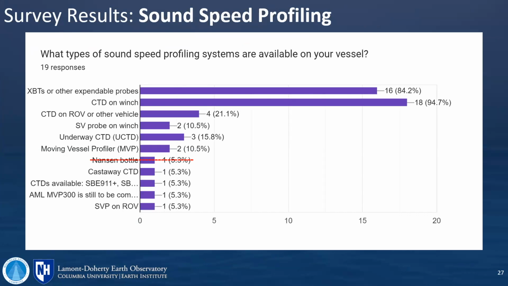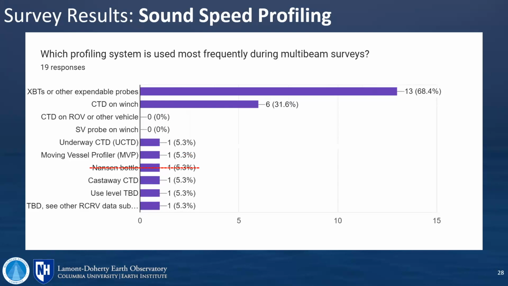And then getting into the profiling responses. So most people use XBT, it's not surprising. And most ships have a CTD, although that doesn't mean it's used all the time for mapping. Some ships with ROVs have the CTD on the ROV. We've talked with a couple of vessels about planning their overnight mapping to use the CTD profile from the ROV upon recovery. And that's been helpful in terms of reducing XBT use. Very few moving vessel profilers or underway CTDs out there. And of course, not surprisingly, XBTs are the most frequently used profiling method for routine mapping. Yeah, no Nansen bottles.